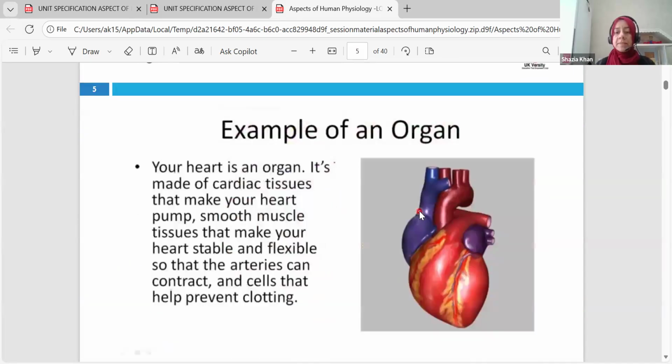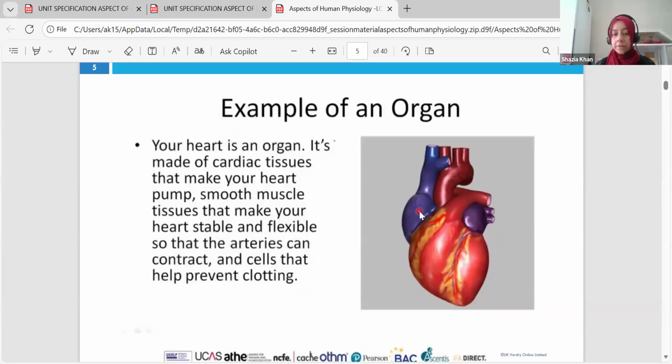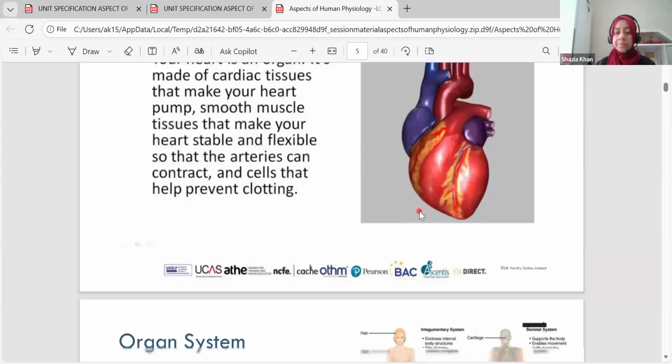Coming towards more complexity, it was a cell, then the tissue, then the organ. Your heart is an organ. It is made up of cardiac tissues joining together to perform a function that makes your heart pump. So what does your heart do? It pumps blood. So it's got a pumping mechanism. Smooth muscle tissues make your heart stable and flexible so the arteries can contract, and there are cells that help prevent clotting of blood. If there's no pumping mechanism and no flexibility, your arteries, which are made up of connective tissues, expand and contract, and that is to prevent clotting of blood.